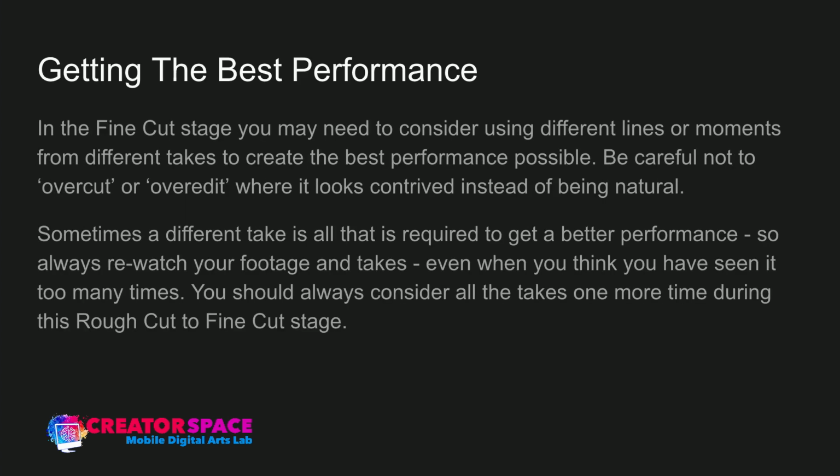Okay, and then getting the best performance. In the fine cut stage, you need to start considering using different lines or different moments from different takes and combining them. So you might take the beginning of take 2, the middle of take 3, and the end of take 6, or the beginning of take 6, and so on and so forth. So getting those right performance elements, figuring out what parts you want where. Now, you could also overcut or over edit, and that could start to make it look contrived.